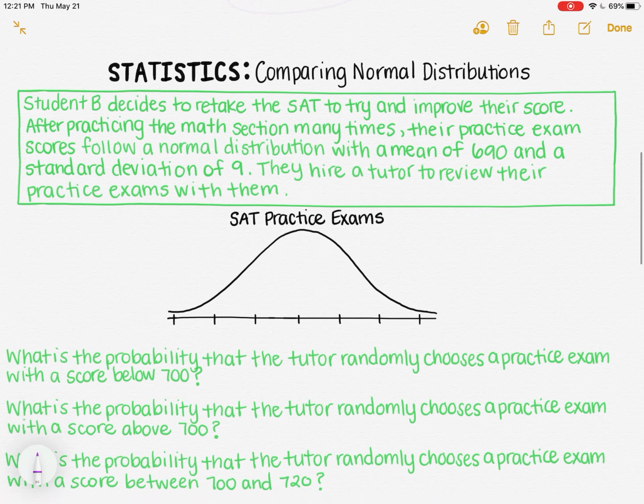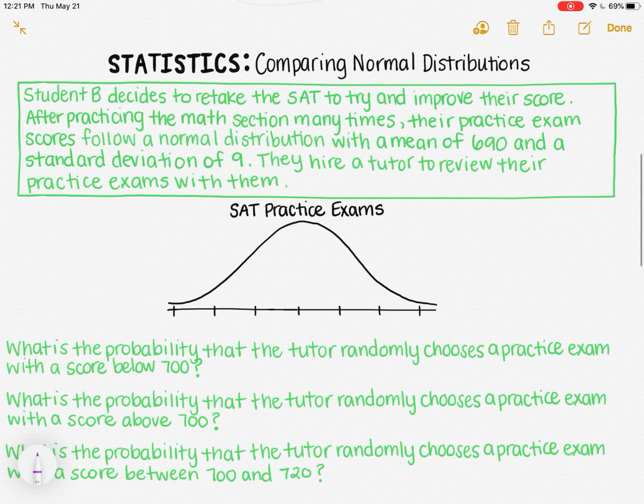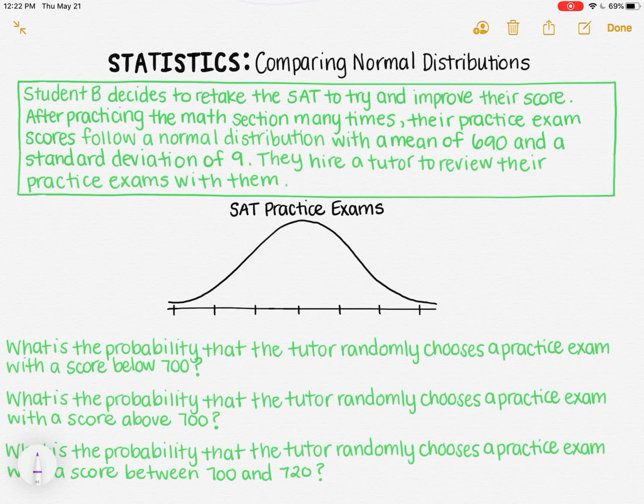All right, we have another problem here. In this example, student B decides to retake the SAT to try and improve their score. After practicing the math section many times, their practice exam scores follow a normal distribution with a mean of 690 and a standard deviation of 9. They hire a tutor to review their practice exams with them. So below we have some questions about the probability of the score of the exam that the tutor chooses when they're going to review the exams.